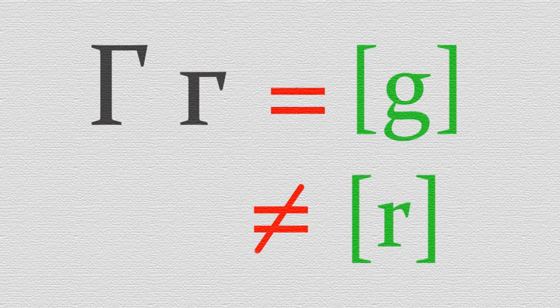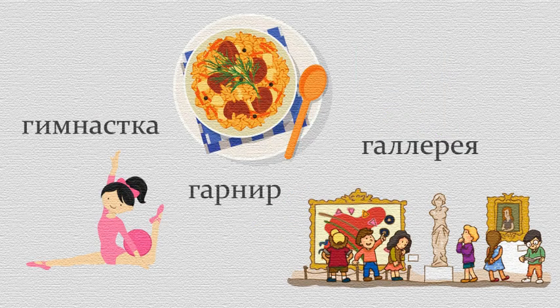Next letter is the letter G. It can be confusing because it looks like English R. That is not R, that is G. Let's see our examples. Гимнастка, гарнир, галерея.